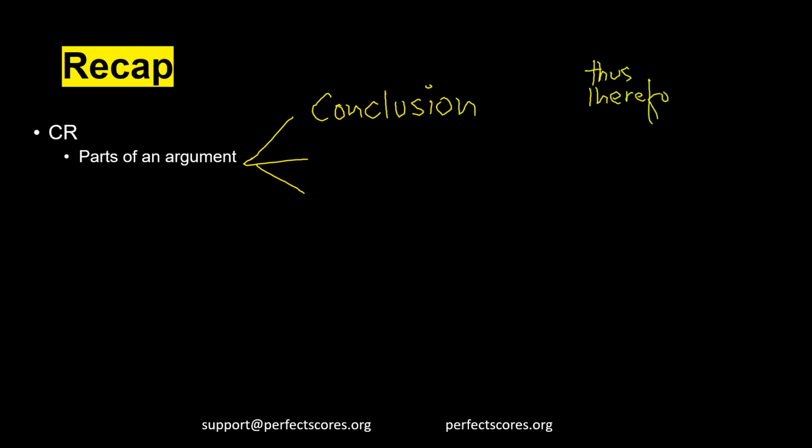The different parts of an argument are basically three, out of which the most important part is going to be the conclusion. Most of the time, it is very easy to figure out what the conclusion is because there will be words used like thus and therefore.